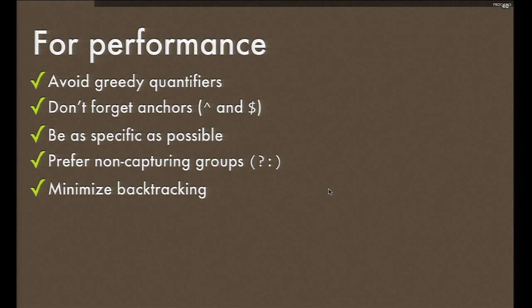So it doesn't need to try many different combinations, which is basically a special case of the third point. Be as specific as possible. For example, don't use the dot when you really need to match a letter. Just use a character class, which is much more specific. Prefer non-capturing groups. If you don't need to capture, just add this question mark and colon. It's faster.